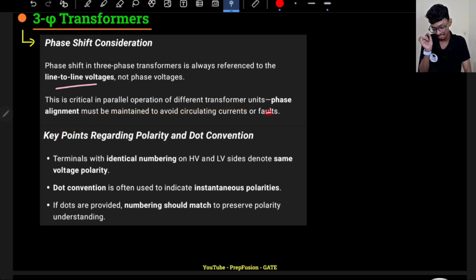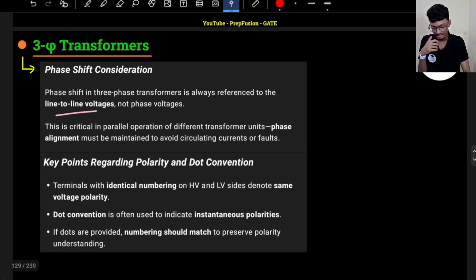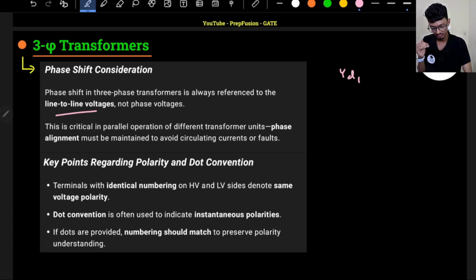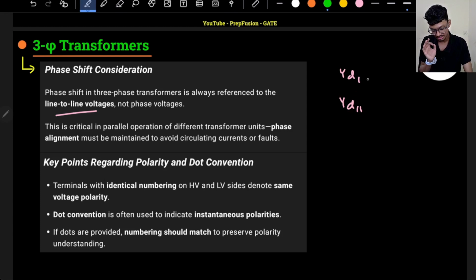Phase alignment must be maintained to avoid circulating currents. Previously, you remember, if there is a phase difference, then there will be circulating currents. What do I mean by phase alignment? Let's say I have two transformers, one YD1, another one YD11. That means the LV winding will lag by 30 degrees in one, and in the other the LV winding will lead by 30 degrees. So what will be the problem?